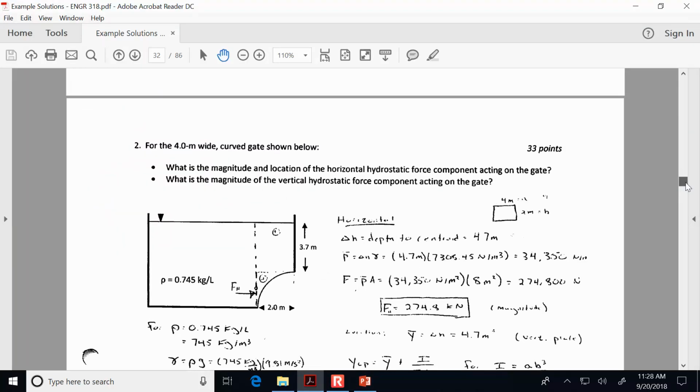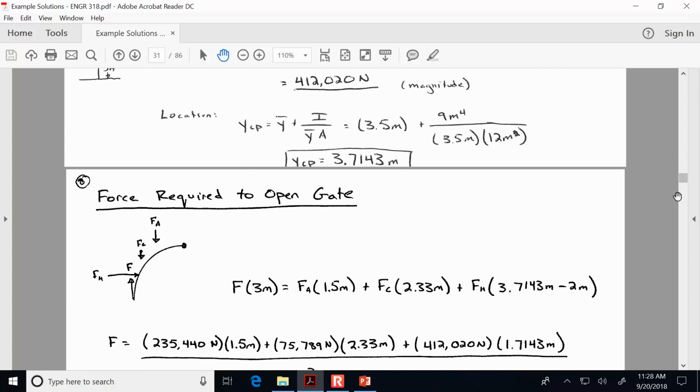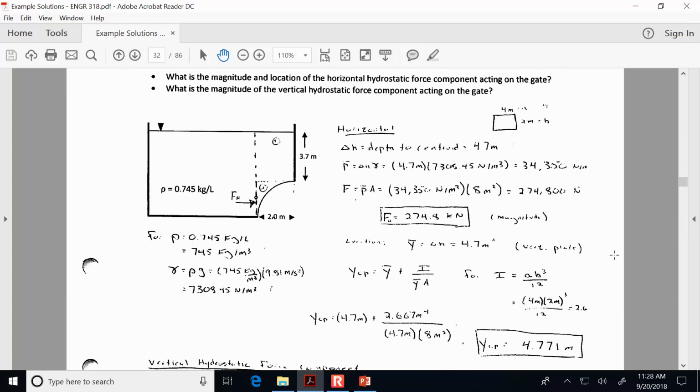Okay, so I apologize, it looks like my notes didn't scan in very clear for this one. So it's on the whiteboard though. If we want to calculate the horizontal forces, we have to find the depth of the centroid, so that's 4.7 meters. Then multiply that by the unit weight of this fluid. Since this fluid isn't water, we have to convert from this given density of 0.745 kilograms per liter. So if we multiply that by 1,000, that'll tell us how many kilograms per cubic meter, because there's 1,000 liters in a cubic meter. And then we multiply that by g to convert from density to the unit weight.